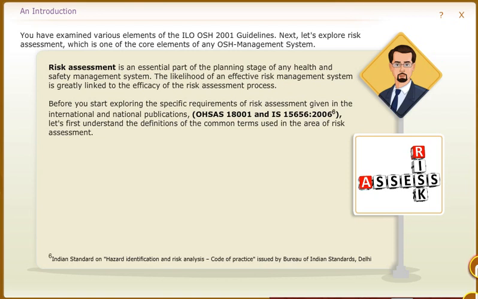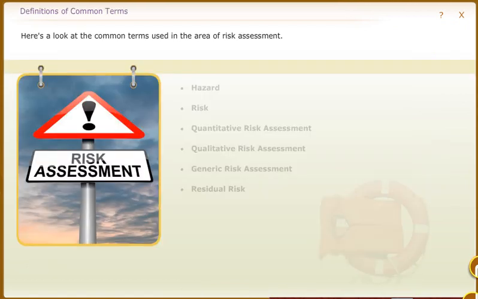Before you start exploring the specific requirements of risk assessment given in the international and national publications, OHSAS 18001 and IS 15656:2006, let's first understand the definitions of the common terms used in the area of risk assessment. Here's a look at the common terms used in the area of risk assessment.